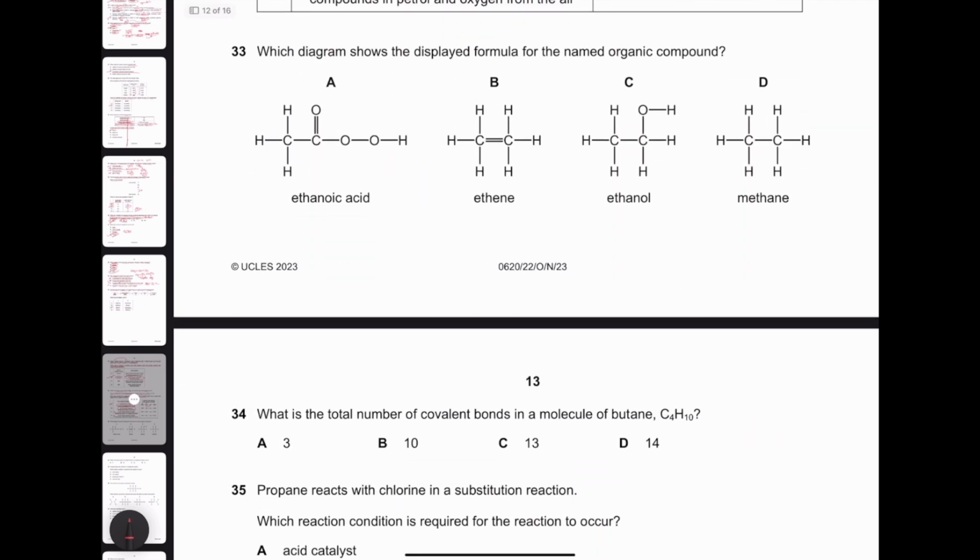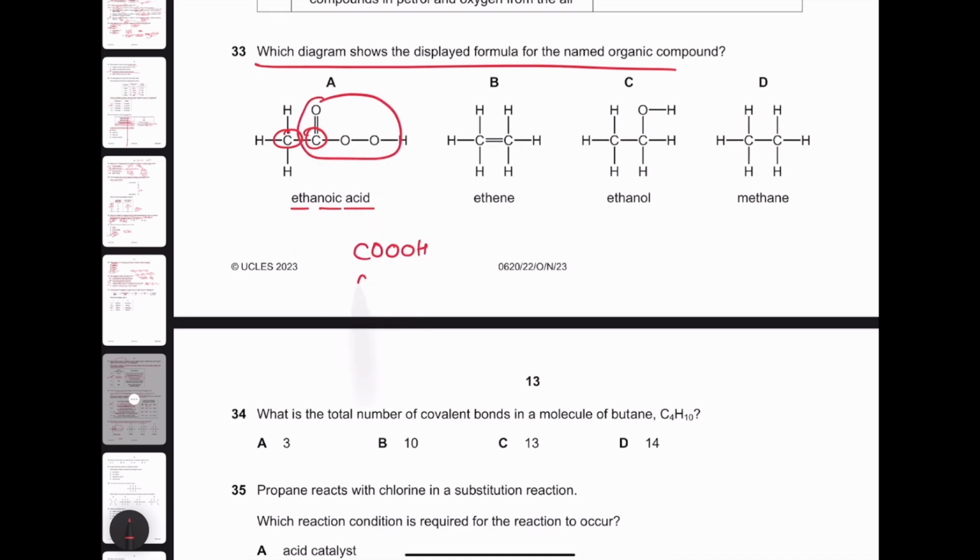Now, next question. Which diagram shows the displayed formula of the named organic compound? Ethanoic acid, it is showing there are two carbons, correct, but there is a problem here. It is saying C triple OH. Is this carboxylic acid? This is a double bond and OH only. So this is wrong. Ethene, carbon double bond carbon, right?